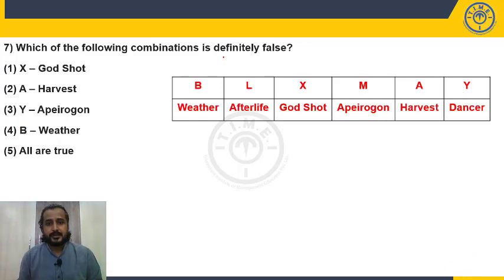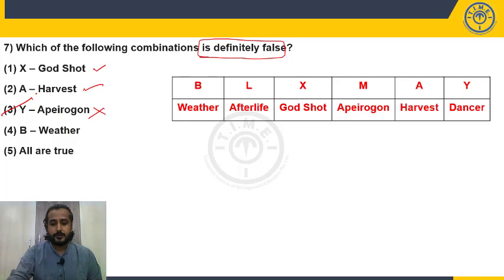Which of the following combinations is definitely false? Please be careful with the given question types. Definitely false. X goat shirt, it is true. A harvest, it is true. Y this? No. Y likes dancer novel. So this is false. Should I check any other options? No, there is no such option where more than one is false, so no need to check. So my answer is the third option, choice 3.